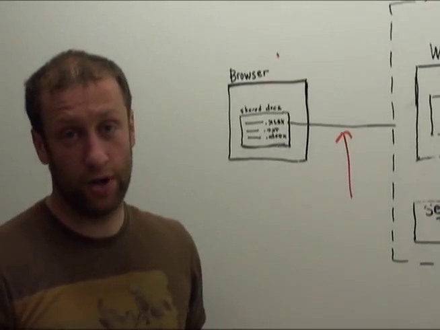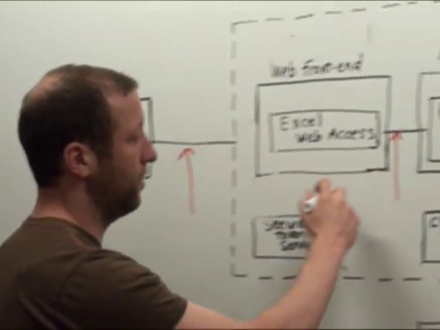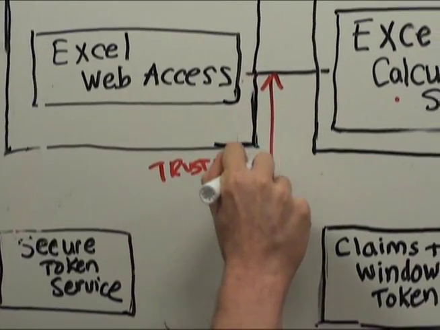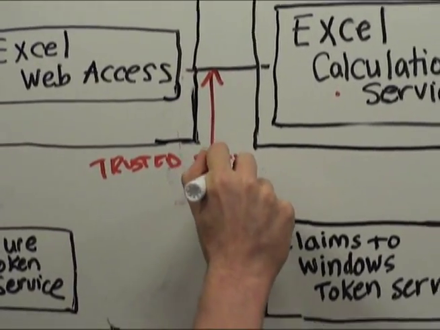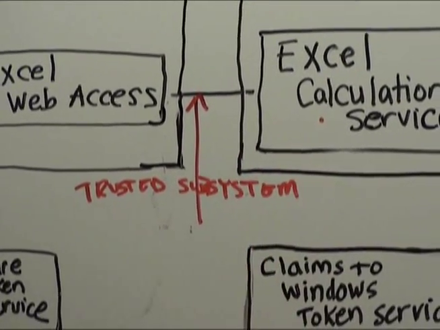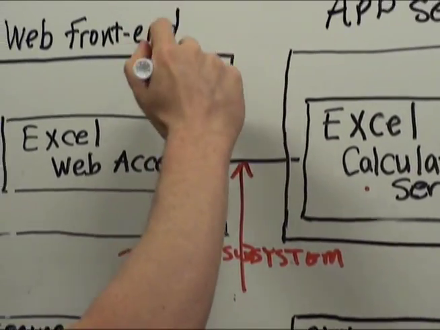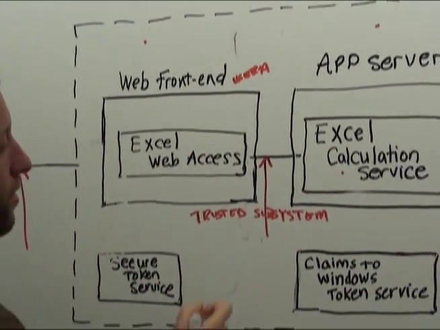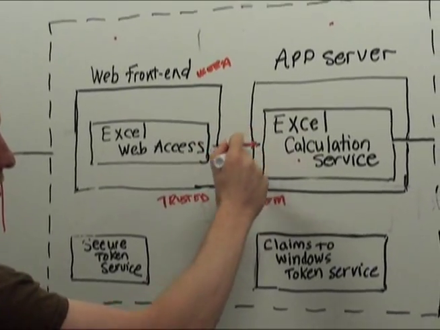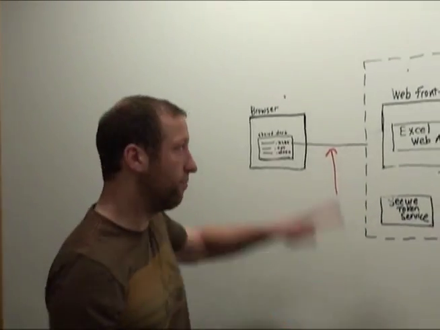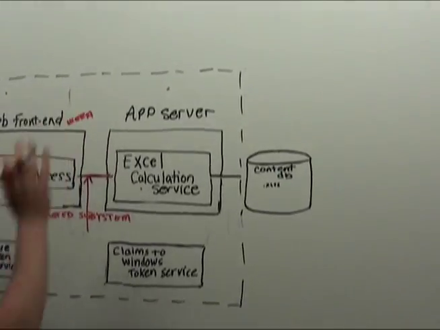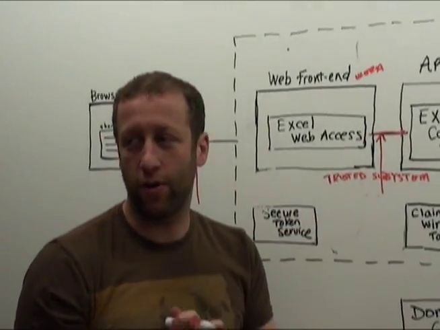In previous versions of SharePoint, they had a model they called trusted subsystem, where this process running as user A was trusted, and this connection was done as user A, and he flowed a SharePoint token saying who the original user was. And Excel calculation services would say, I trust user A, here's this token, and I'm going to go forward.